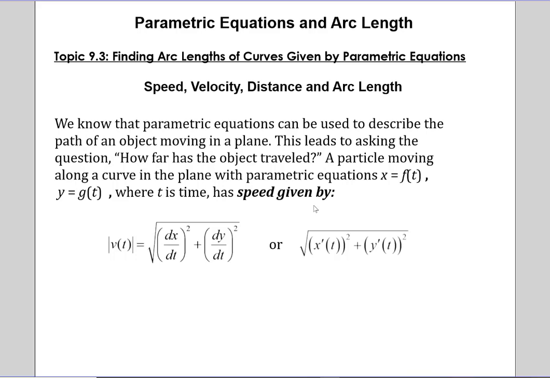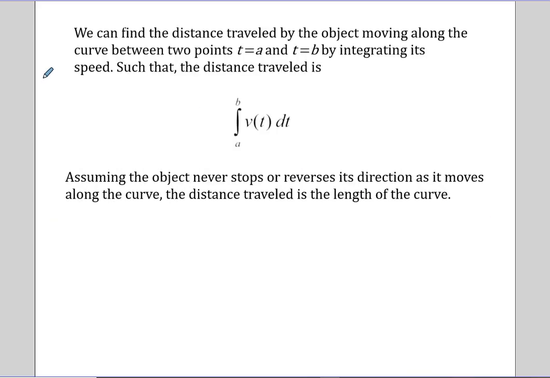A particle moving along a curve in the plane with parametric equations where x is f of t and y is g of t, where t is the time, has the speed given by this formula right here. This is our speed, the absolute value of velocity, and that's going to be our average rate of change. We can also find the distance traveled by the object moving along the curve between 2 points A and B by integrating speed, and that's going to be the distance traveled. That's our instantaneous rate of change.